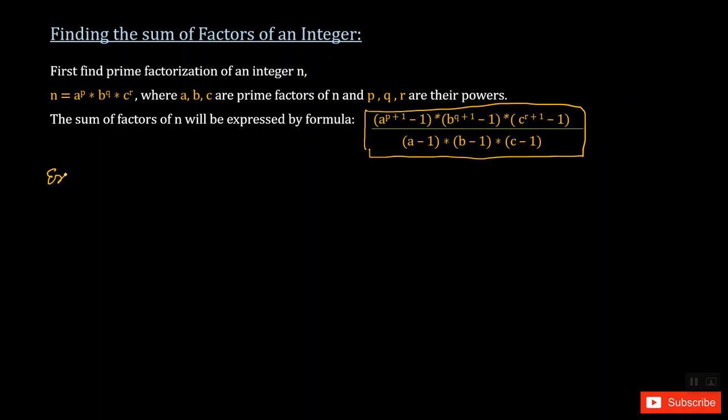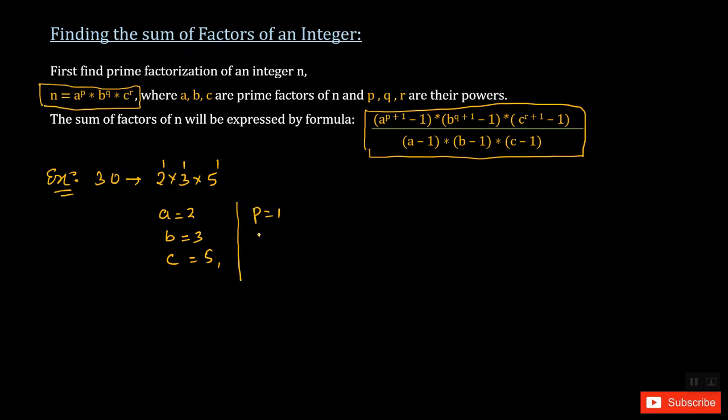Let me take a simple example, 30 again, to make it clear. We know that the prime factorization of 30 is 2 to the power 1 times 3 to the power 1 times 5 to the power 1. So in this case, the value of a here is 2, b here is 3, and c here is 5, and I'm writing the powers according to this rule. So n is my 30, and their powers are: the value of p is 1, q is 1, and r is also 1. To find the sum of the factors, I have to make use of this rule. So what is the value of 2?